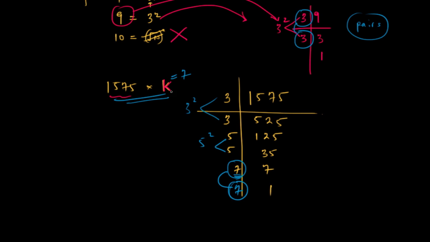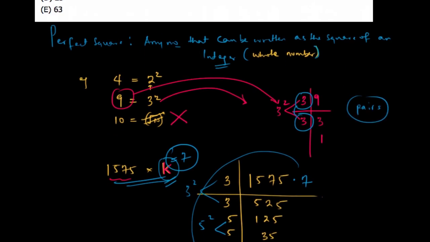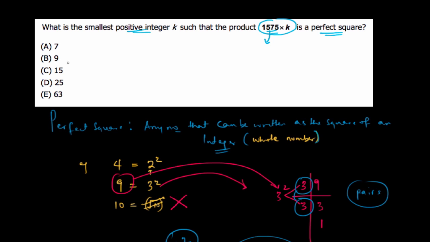That is, if this was 1575 times 7, we would have an extra 7 to make it a perfect square. So the number we needed k to be, the lowest number, is 7. So the solution to the problem is 7.